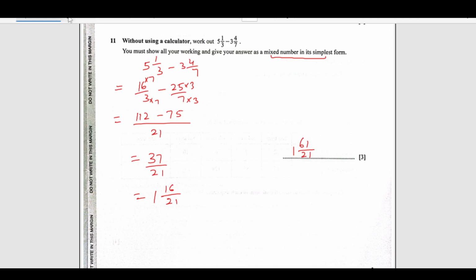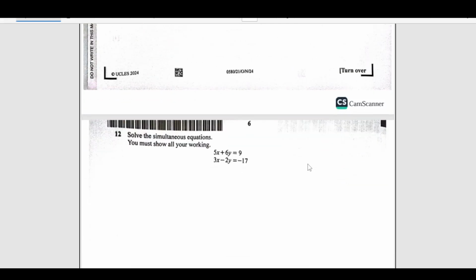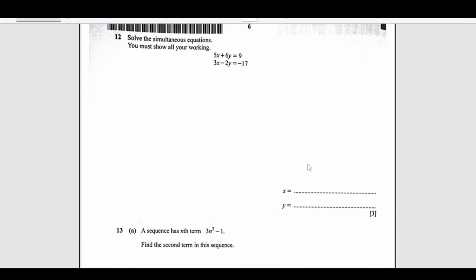I'm sorry, this is 16, not 61. So 116 over 21. Now this is in the simplest form, we can't further simplify this, right. Now solve the simultaneous equations. So solving the simultaneous equations, you must show all your working. So we have these two equations.